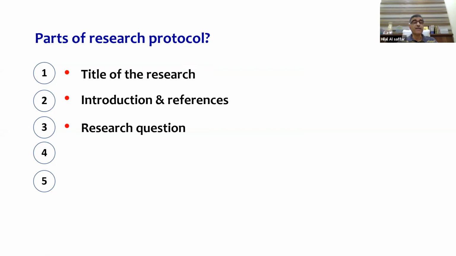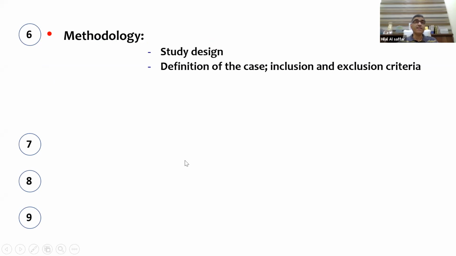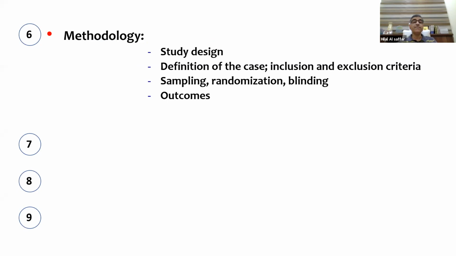The third is to write the research question, and this is the vital part of a research protocol. Then the research hypothesis and objective of the study. Now, the heart of any research protocol is the methodology, and it should consist of choosing the study design, defining the cases of enrollment and exclusion criteria, defining sampling, randomization, and blinding if they are relevant to our design, outcomes, and analysis of data. This is the core of methodology.